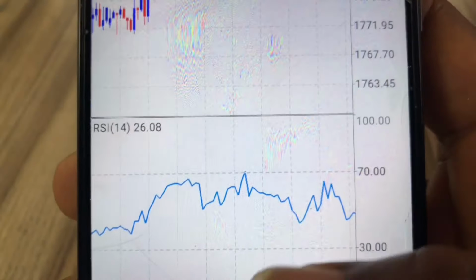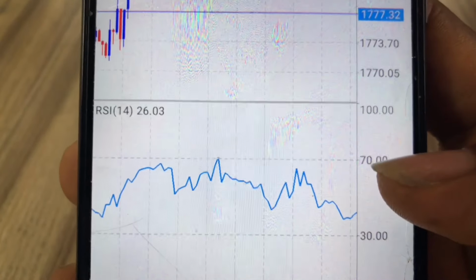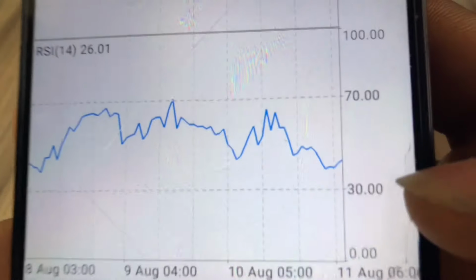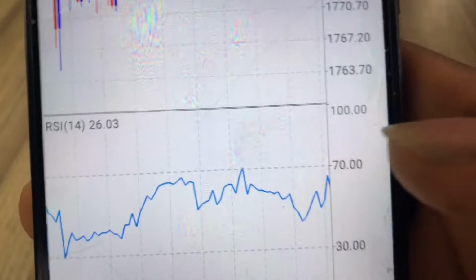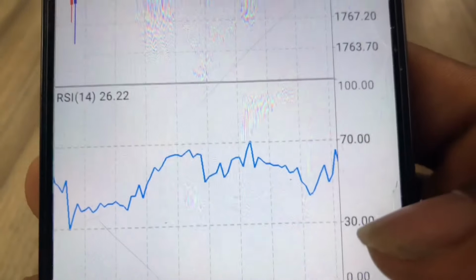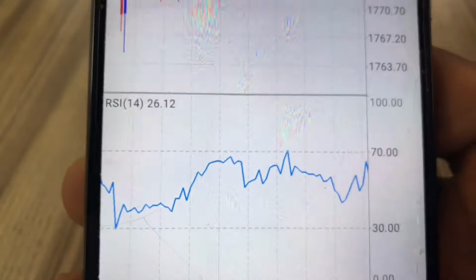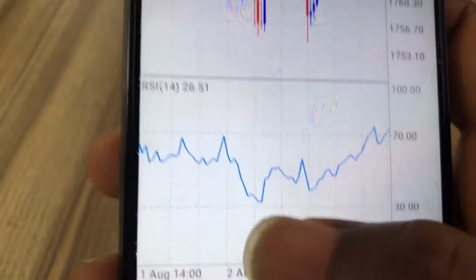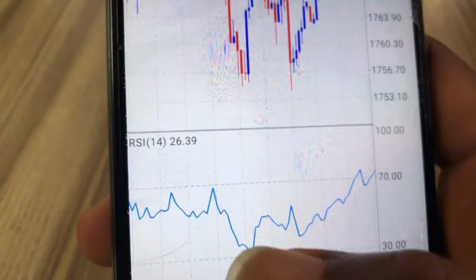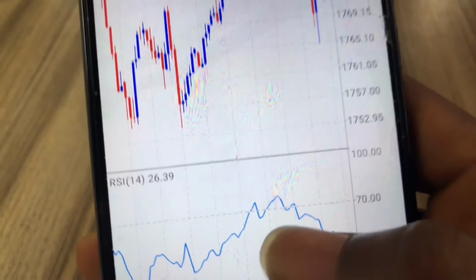Now the RSI actually has 2 marks, which is the 70 mark as you can see right here and the 30 mark as you can see right here. The 70 mark represents the point of overbought in the market, the 30 mark represents the point of oversold in the market. Now I want you guys to observe something here. Whenever you see price at the 30, what we're expecting price to do is to come to the 70.